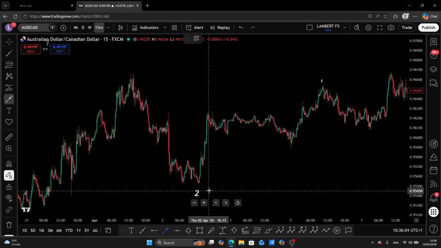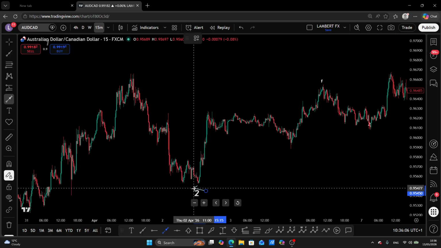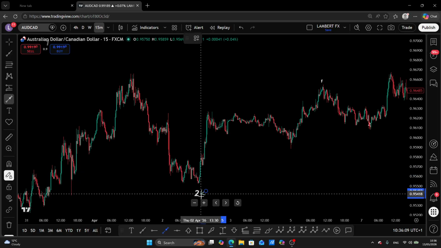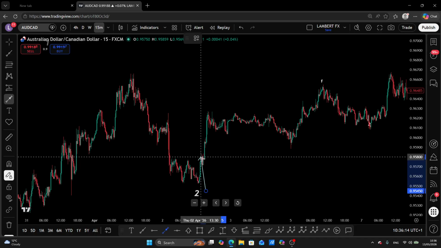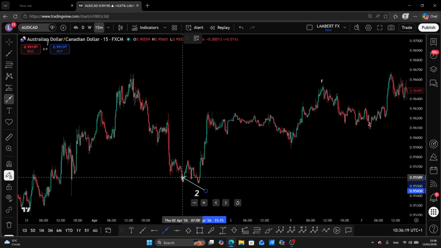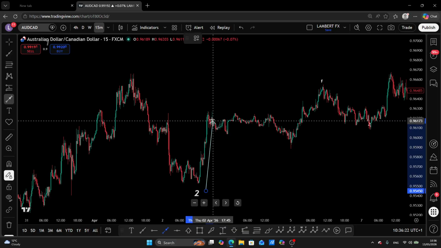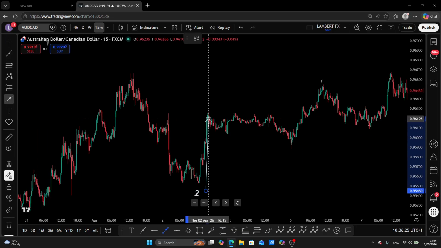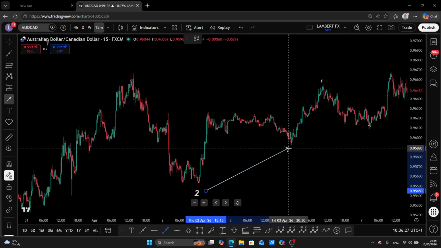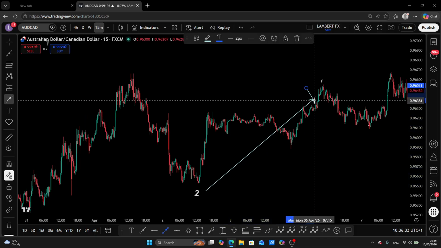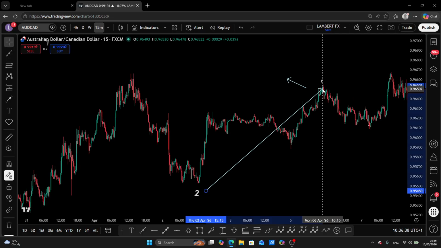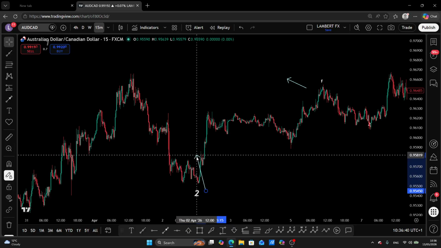Here we have our leg up. We have our 1, and then we have our 2. Can you see that big push here, 1 and 2? Then we have our 3 here. Can you see 1, 2, 3? Then we have our 4, and then we have our 5 for 1. Okay, so this is our 1.